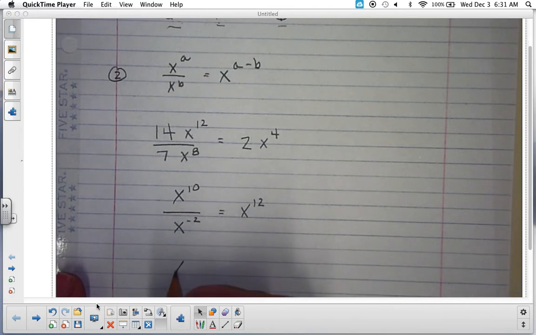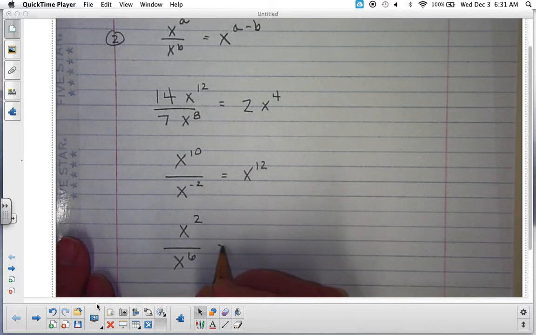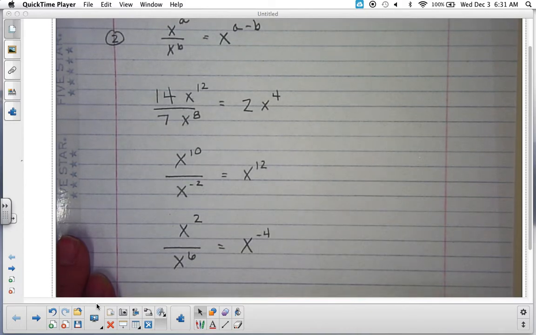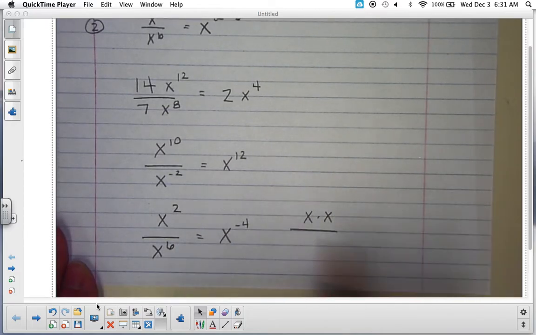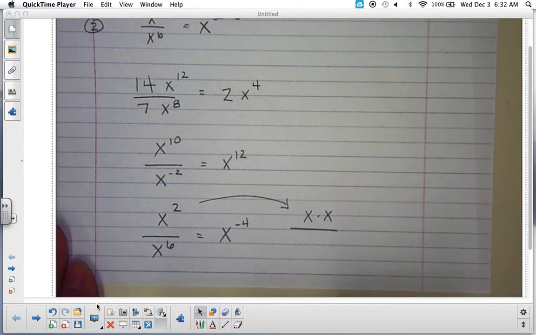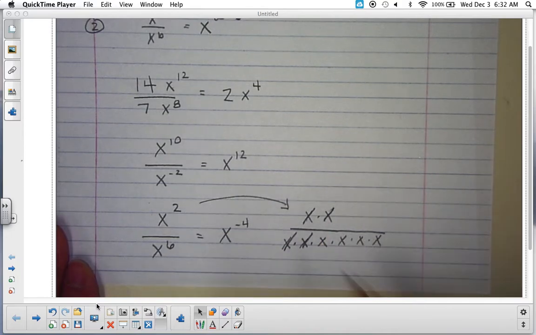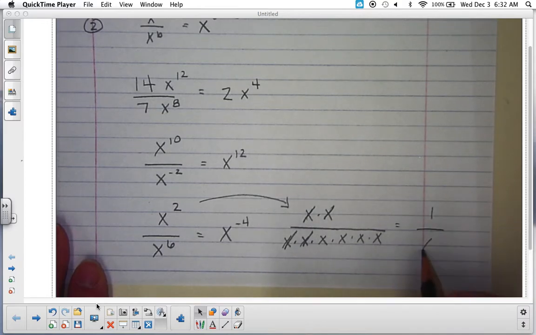And then the last one, let's suppose you have x to the 2 divided by x to the 6. Again, if you use the rule, which is to subtract, the answer would be x to the negative 4. If you want to think of x squared as just x times x, and x to the 6 as x times x times x times x times x times x. Of course, for every 1 and 1 I can cross out because anything over itself is 1. My answer is 1 over x to the 4th.